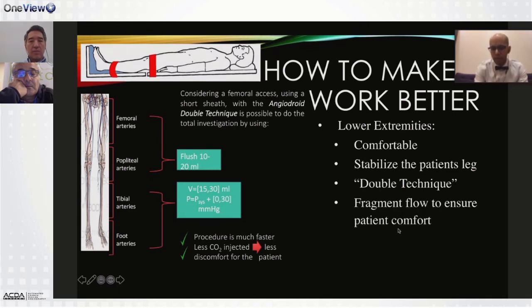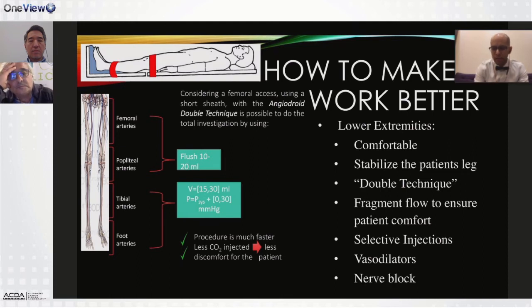Fragmentation of the flow here is important, and I'll show it in a second. Selective injections, again, because you lose less contrast and less pressure or less CO2. Vasodilators are useful. Something I find useful, I have never done it before, but I've seen people do it, is if a patient has very bad pain, they do popliteal, sciatic nerve blocks. So if you're familiar with doing nerve blocks under ultrasound guidance, or you can ask your anesthesiologist to help you doing the nerve blocks, that also helps a lot in very uncooperative patients.